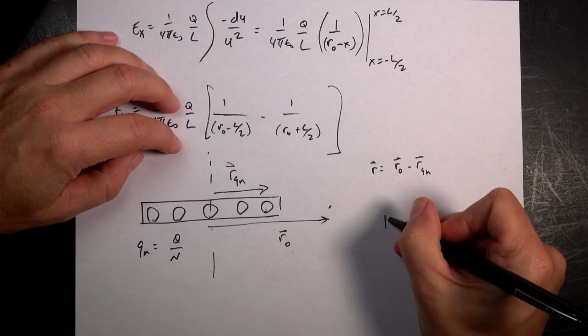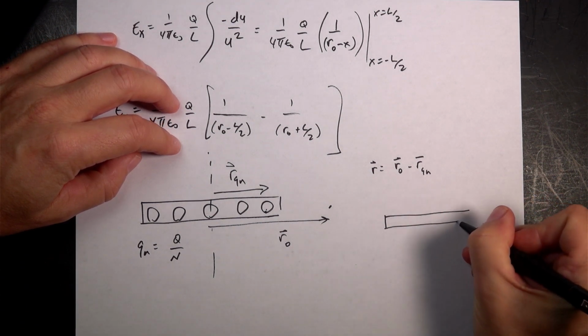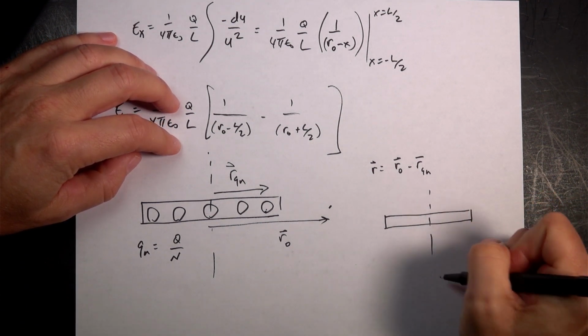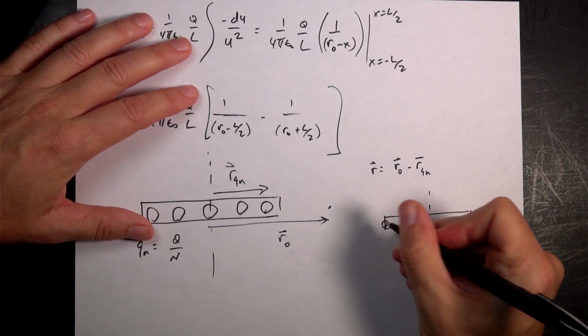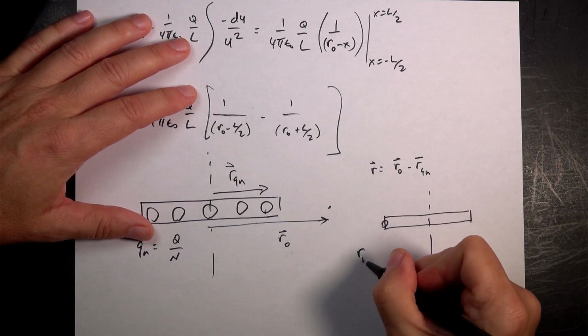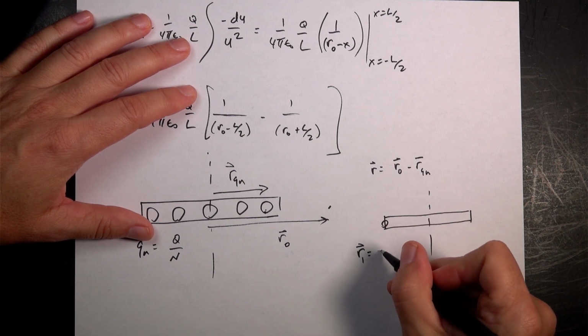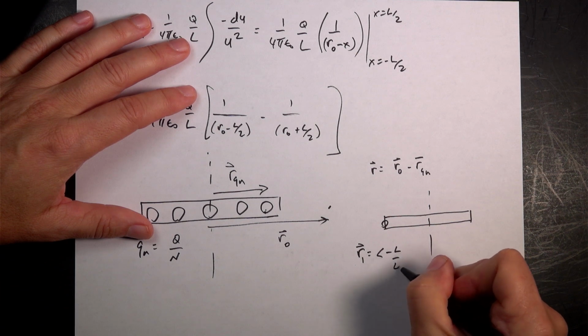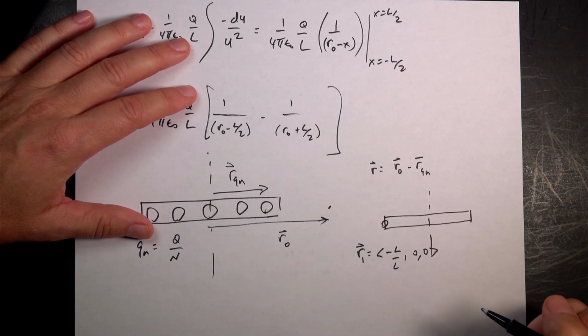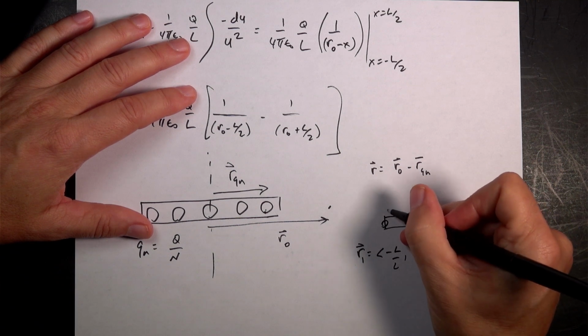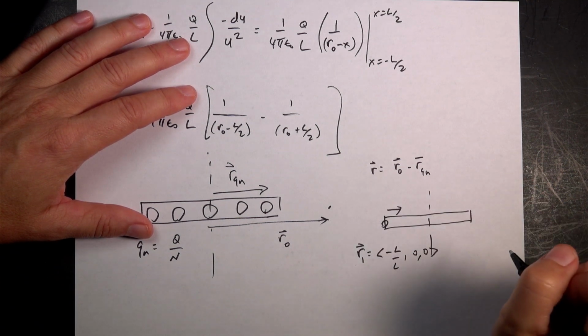Let me redraw that stick. And this is a cheat, and we can do a better thing later. But I'm going to start off with the point charge right there at the edge. So let's say R1 is going to be equal to the vector, I'm going to write it as a vector, negative L over 2, 0, 0. That's the location. Negative L over 2 in the x direction. Now, I need to find the next one. I'll move over some step size.